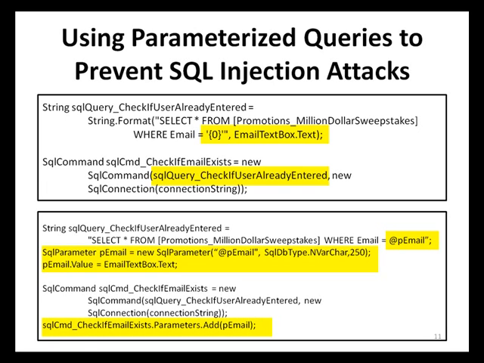The last step is to add that parameter to the SQL command as shown here. With three simple code changes, this section of our application is now resistant to SQL injection attack. Let's apply this implementation technique to the Contoso Credit Union and see how parameterized queries prevent future SQL injection attacks.